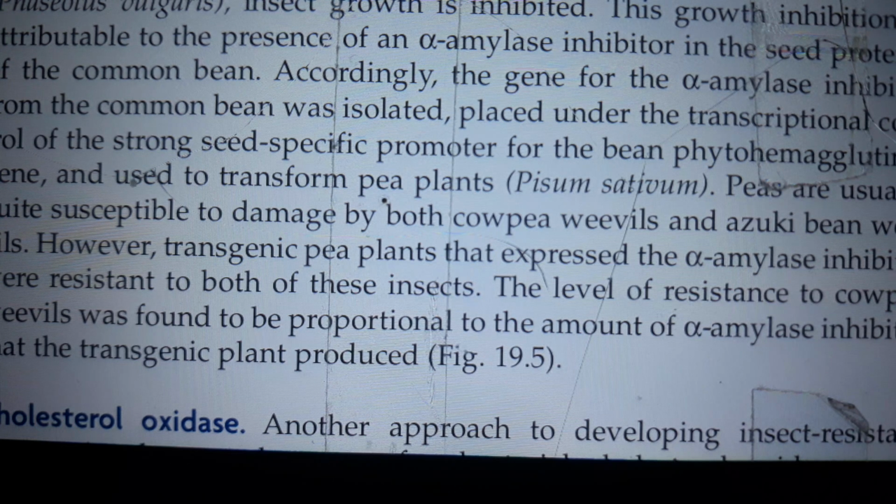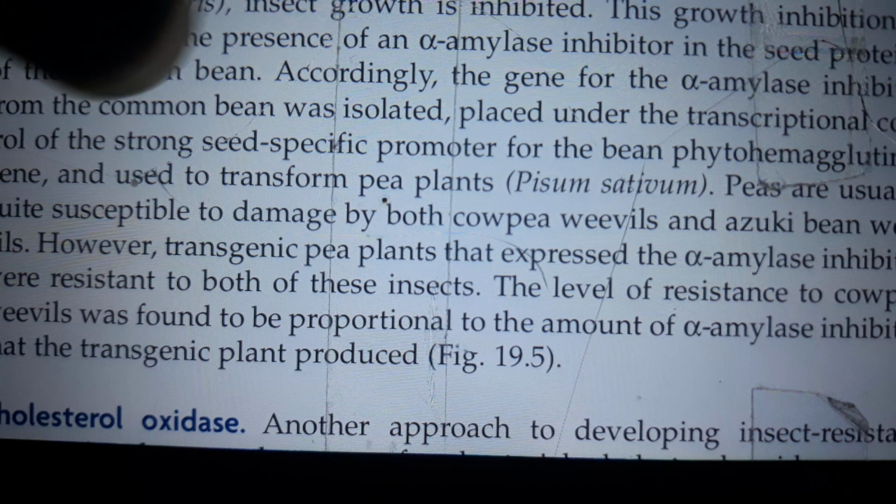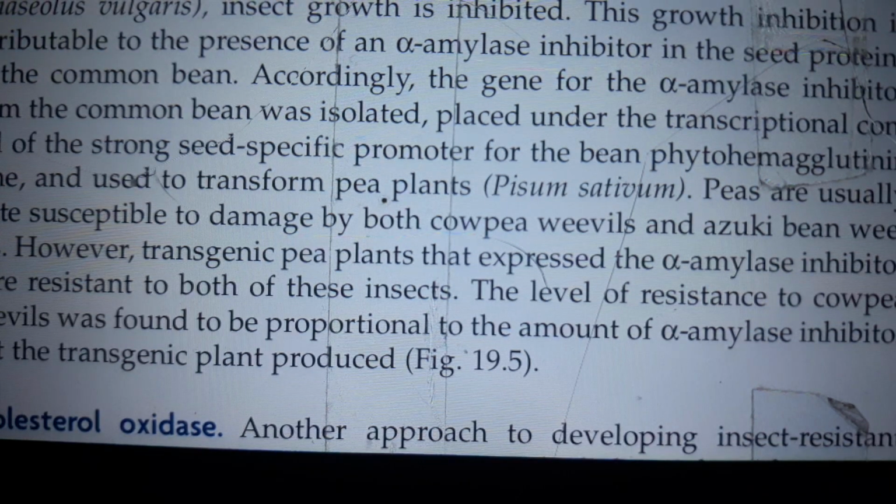Accordingly, the gene for the alpha amylase inhibitor from the common bean was isolated, placed under the transcription control of the strong seed-specific promoter for the bean phytohemagglutinin gene, and used to transform pea plants, Pisum sativum.